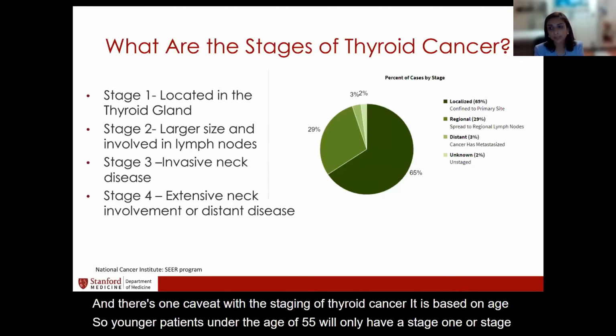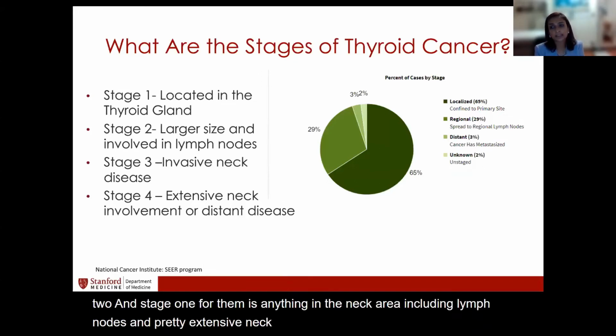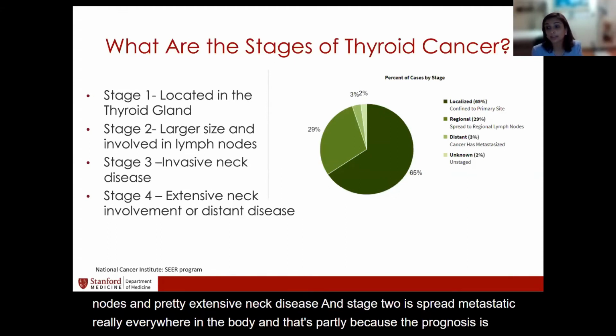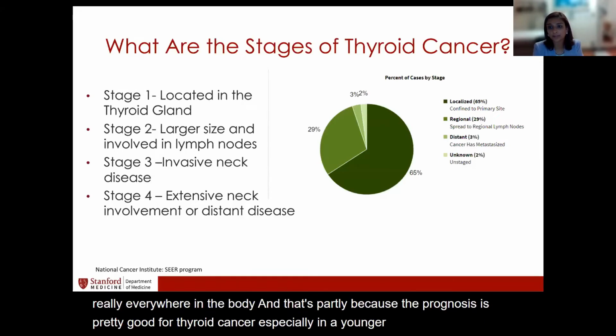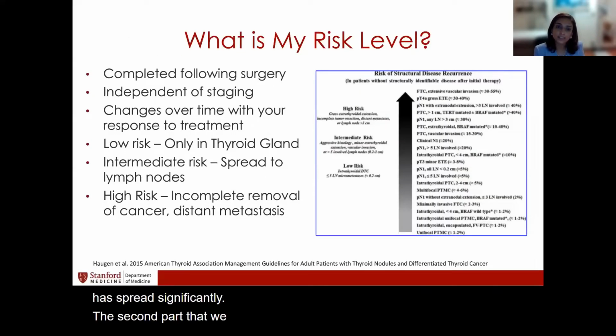And stage 1 for them is anything in the neck area, including lymph nodes and pretty extensive neck disease. And stage 2 is spread metastatically everywhere in the body. That's partly because the prognosis is pretty good for thyroid cancer, especially in a younger population, even if it has spread significantly. The second part that we do of staging is through the American Thyroid Association.